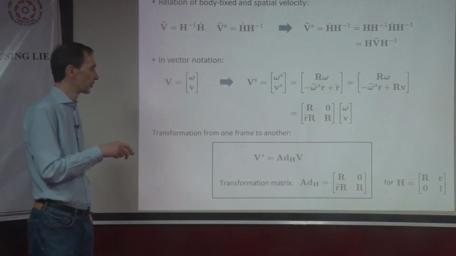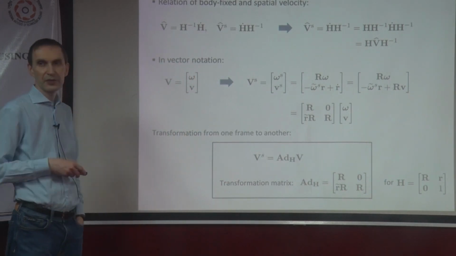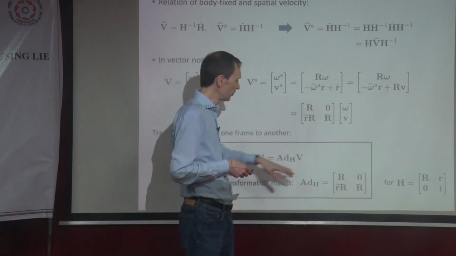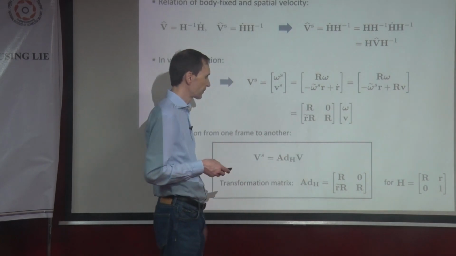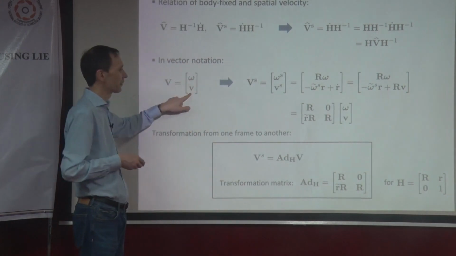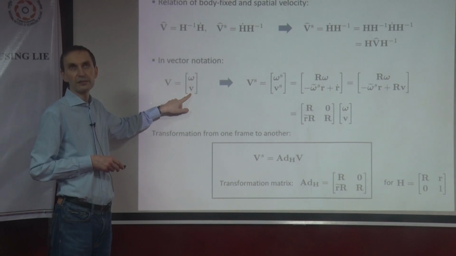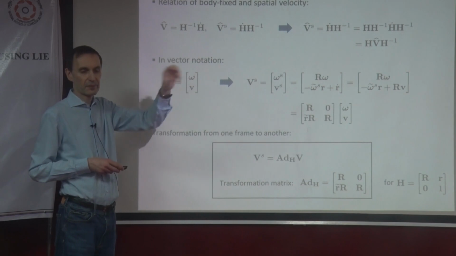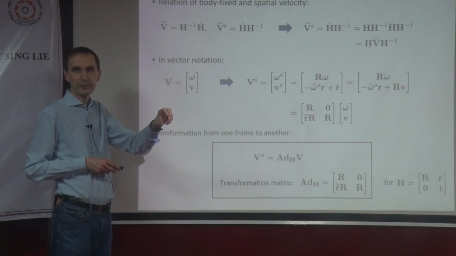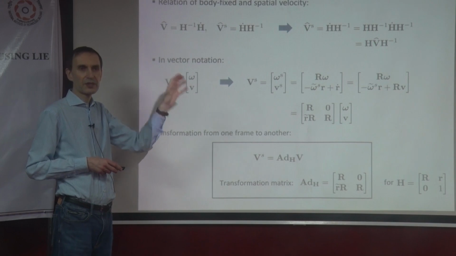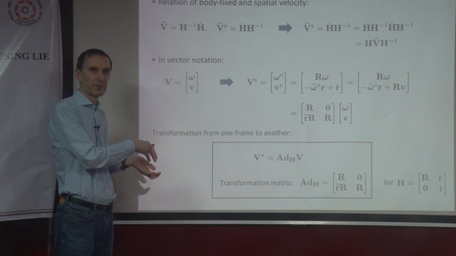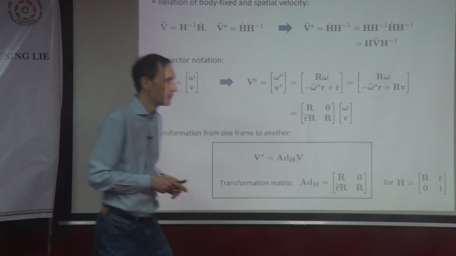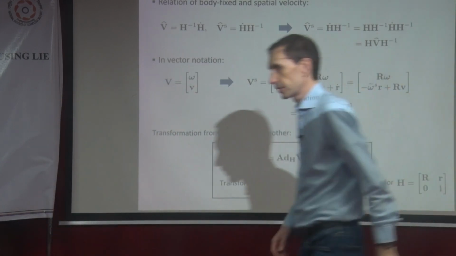By the way, you could have easily derived this without all this. Because the question is, when you transform a twist, like omega v, or put it the other way around, if you measure omega and v at a certain frame on the body, how does it change if you change the frame? If you change the frame, exactly.